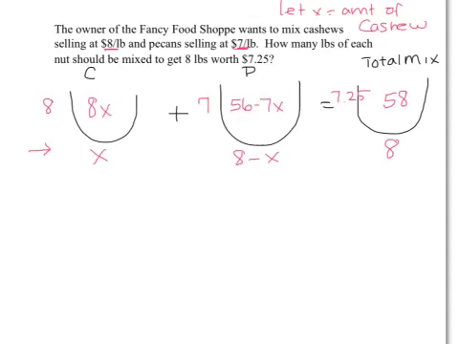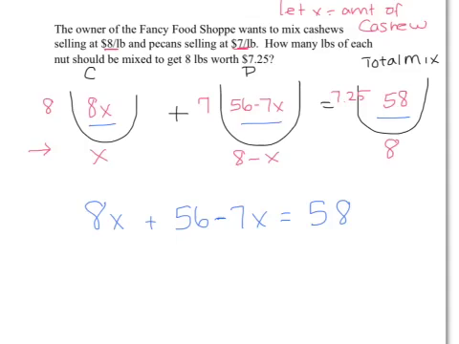Switch colors. Now I can write my equation. You get your equation from the bowls. So 8x plus 56 minus 7x, make that minus bigger, equals 58. All right, so now it's a simple linear equation. You combine the like terms and isolate the variable. So 8x and 7x gives me x. I'm going to subtract 56, and I'm going to get x equals 2.